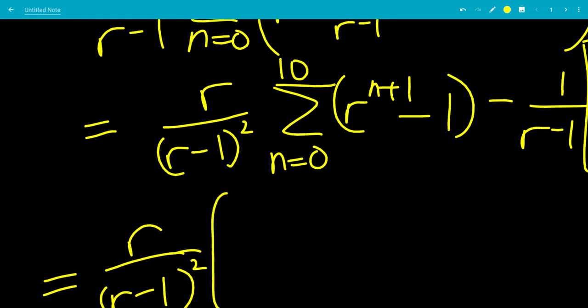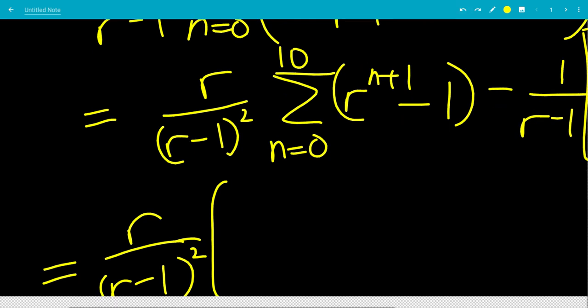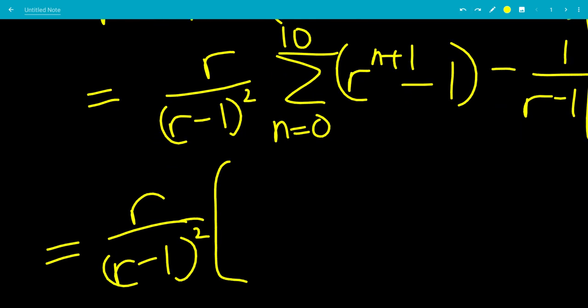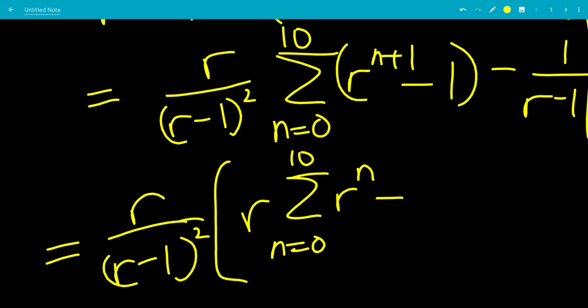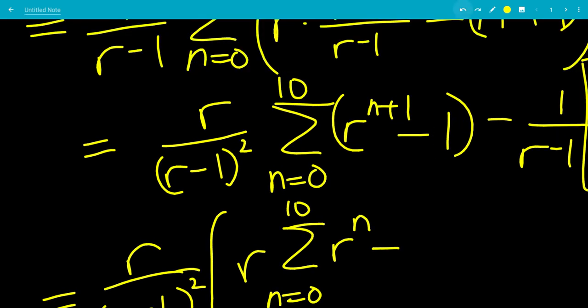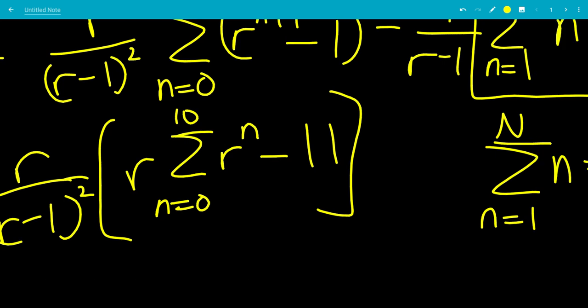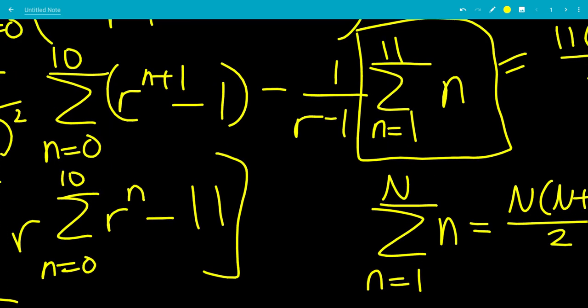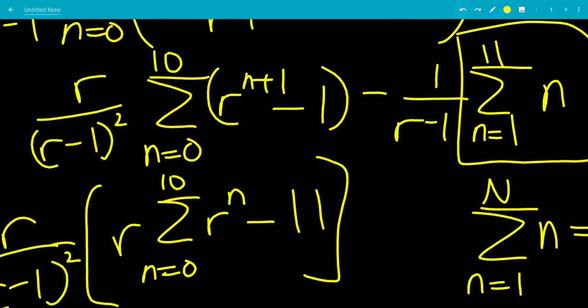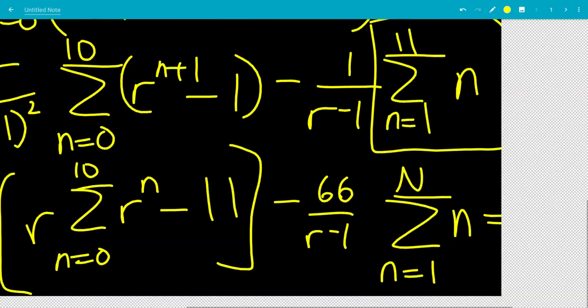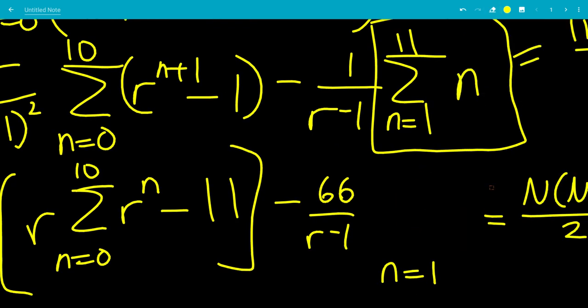So now let's do this first. We're going to take out an r first from this part. So we're going to split this again. We're going to have r times the sum from n equals 0 to 10 of r to the n, minus 1. So minus 1 from 0 to 10, but that would be 11 times. So this would be 11. Okay. And then from this part, we're going to have minus 66 all over r minus 1. We can ignore this part.